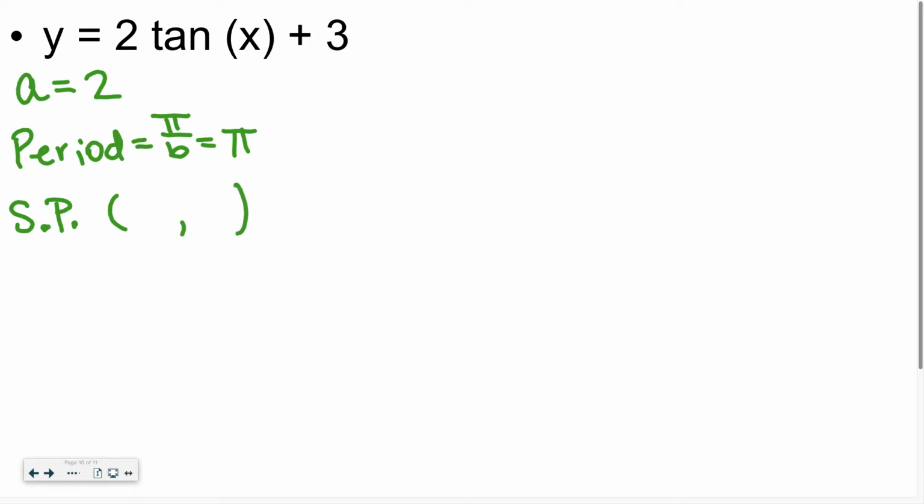Our starting point is still going to be c over b comma d. That doesn't change. So our starting point is going to be 0, 3. Finding the starting point is not different, but where it goes is different. Here's our starting point, 0, 3.